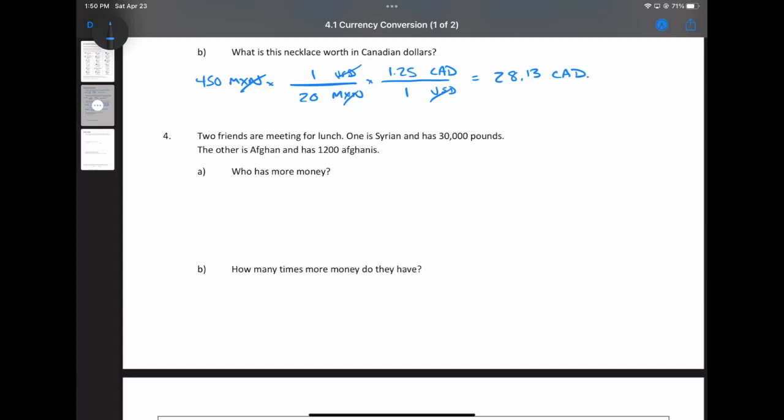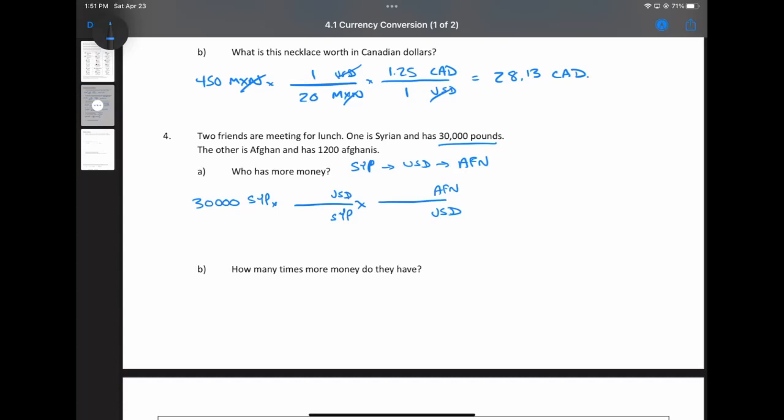So what we're going to do is start off with the 30,000 Syrian pounds, and that would be SYP. And then we're going to put that to US dollars. And then we're going to put that to the Afghan Afghanis, which is AFN. And then from there, let's just do the conversion. So 30,000 SYPs. Two fractions to go. SYP, USD, AFN. And then SYP, USD, and once everything cancels, we should get Afghanis.